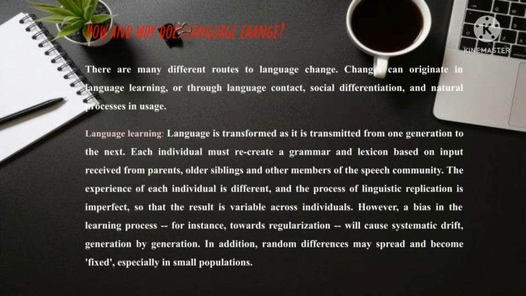Each individual must recreate a grammar and lexicon based on input received from parents, older siblings, and other members of the speech community. The experience of each individual is different, and the process of linguistic replication is imperfect, so that the result is variable across individuals. However, a bias in the learning process, for instance towards regularization, will cause systematic drift generation by generation. In addition, random differences may spread and become fixed, especially in small populations.